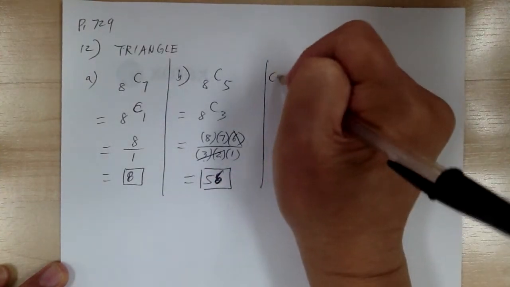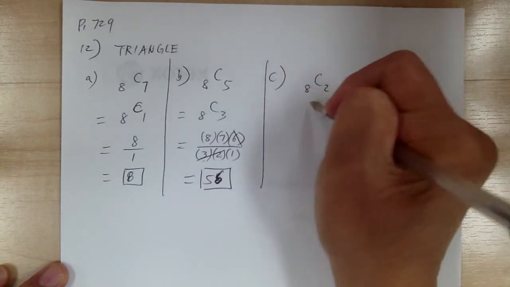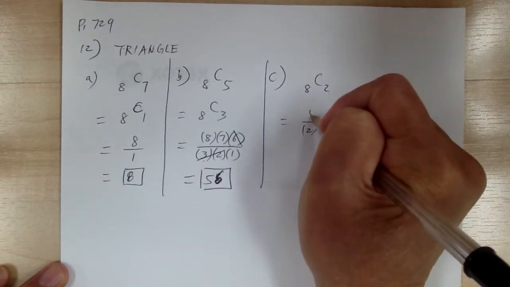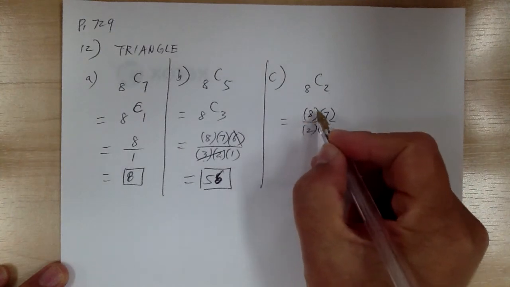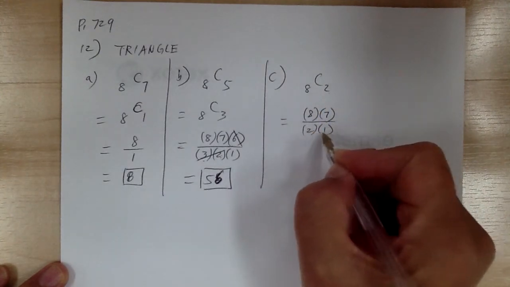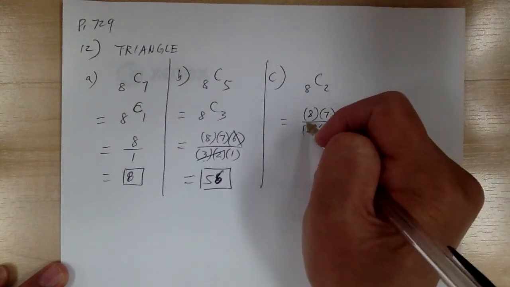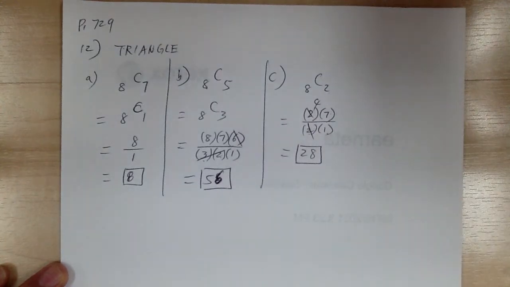And part C, you're taking 2 at a time. So it's 8 choosing 2. There are 8 and you want to choose 2. So this is equal to 8, 7 over 2, 1. Again, you're always going to have the same amount of numbers on the top as the bottom. If there are 2 numbers on the bottom, you're going to get 2 numbers on the top. So this cancels with that, and you get 28.